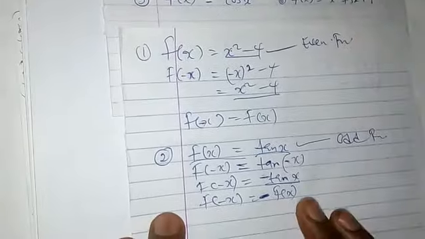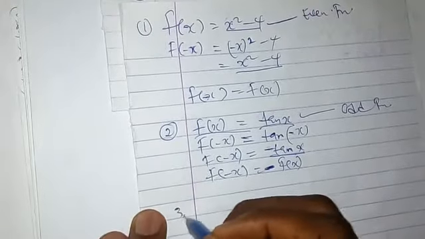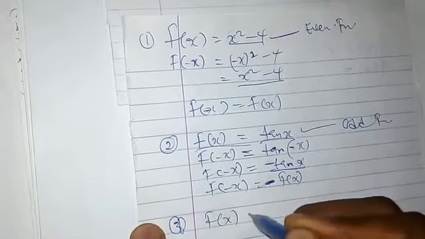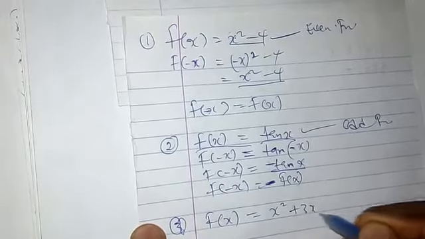So the third case here again is that I have my third case as f of x equals x squared plus 3x plus 4.